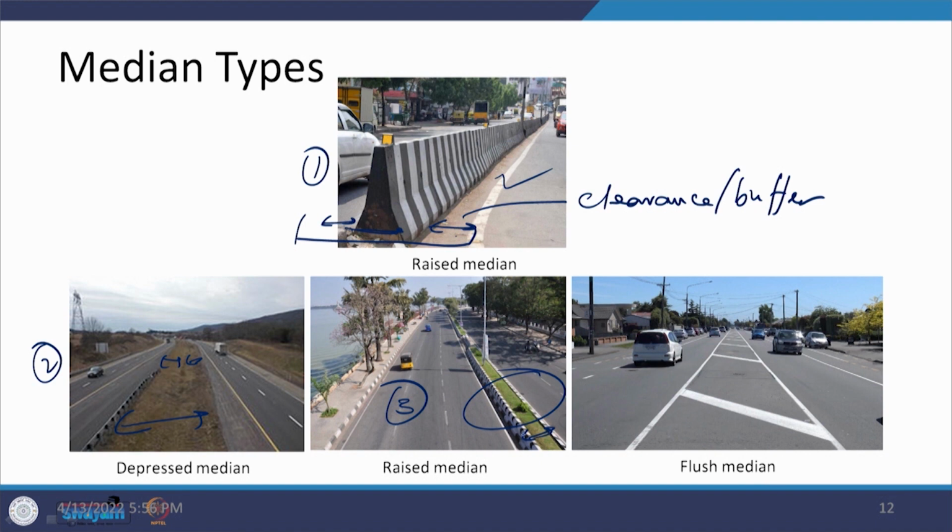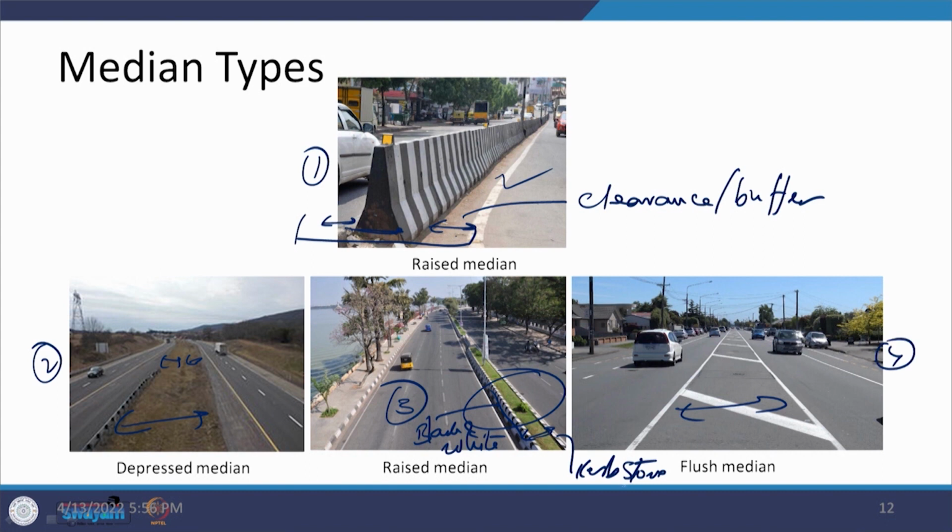It is a raised system, but it is clearly being marked on the sides. You can see the black and white patches are there, and this is what is a curb stone, which we talked about in the case of the profiles also. Here it is a flush median. So, this is case 4.